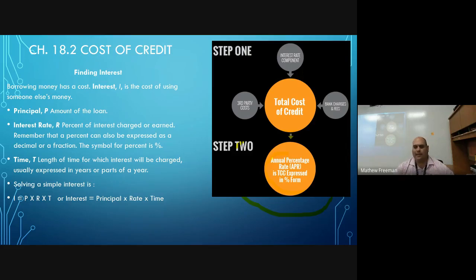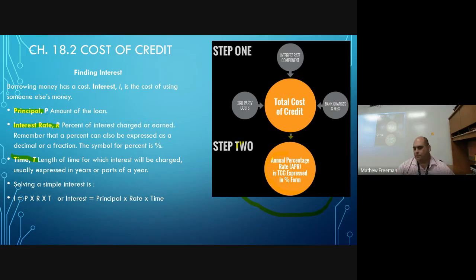The key thing to understand is how these play a part. The key points of understanding of interest are your principal, the rate of your interest, and the time. These are the three components that determine how much interest you're going to pay over that period of time. For a simple interest problem, we're just going to use interest equals principal times rate times time.